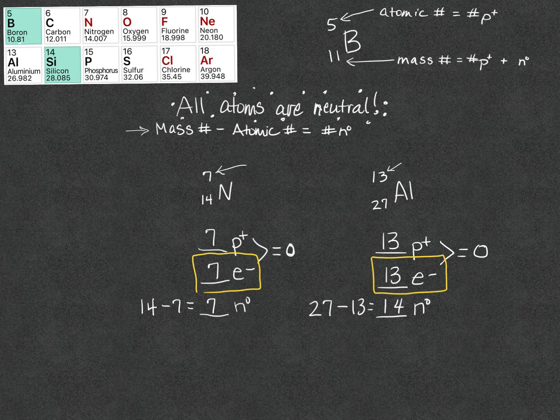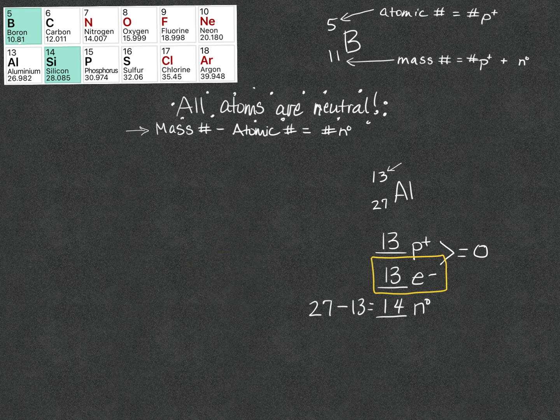See if I can scoot this up. I guess I cannot. Okay, so I'm going to have to erase something. Let's erase nitrogen and go with aluminum. Okay, so let's try the Bohr model for aluminum. So I will start by writing the atomic symbol, and this represents the nucleus of the atom.